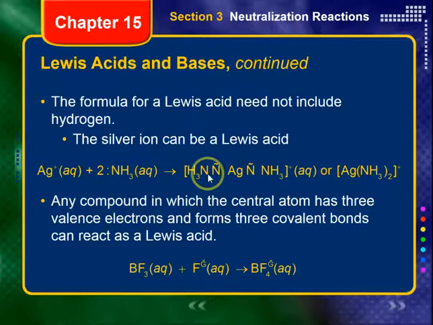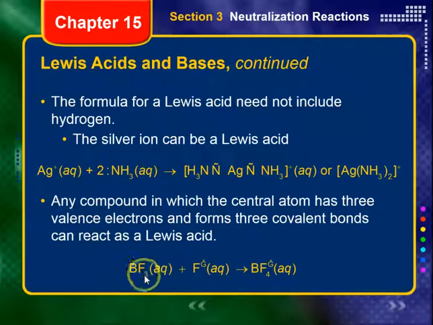Are you guys following that? Central silver, ammonia on this side, ammonia on this side. This weird symbol represents the covalent bond that's occurring between them. So any compound in which the central atom has 3 valence electrons and therefore forms 3 covalent bonds can act as a Lewis acid. Boron, main group 3, therefore has 3 valence electrons and can form 3 covalent bonds.